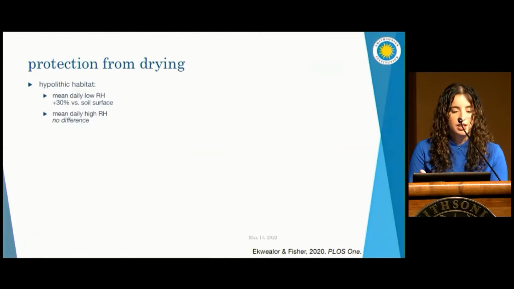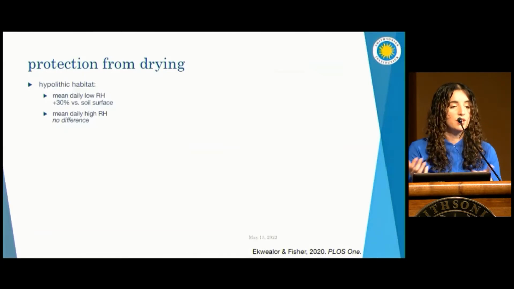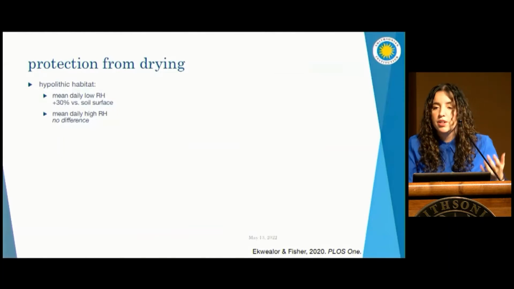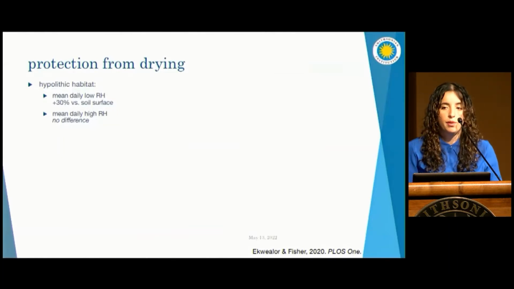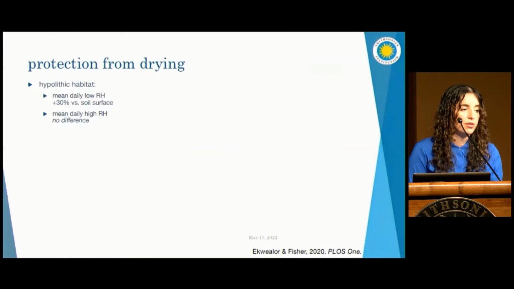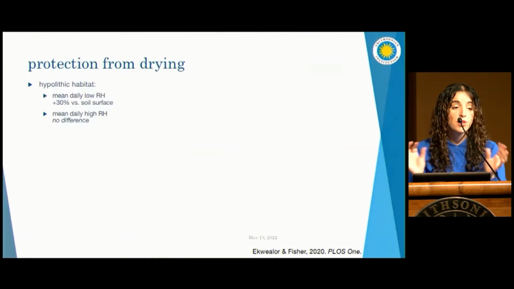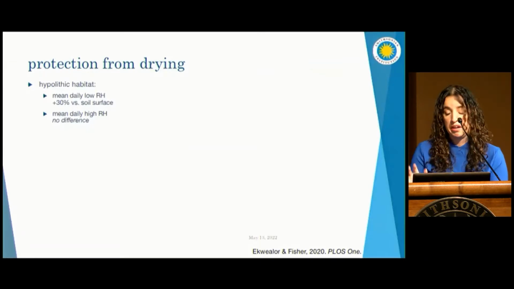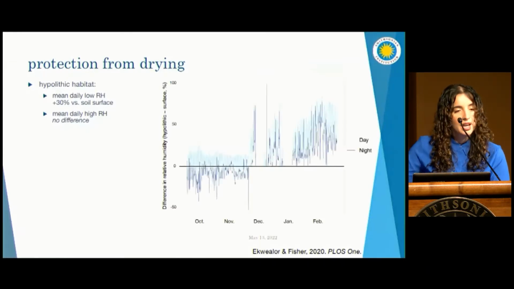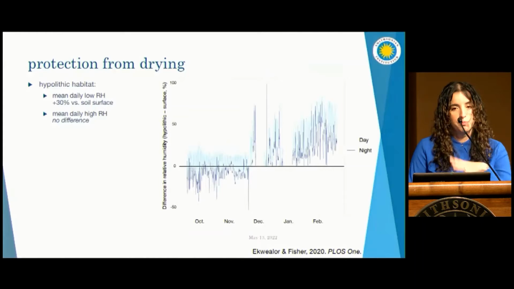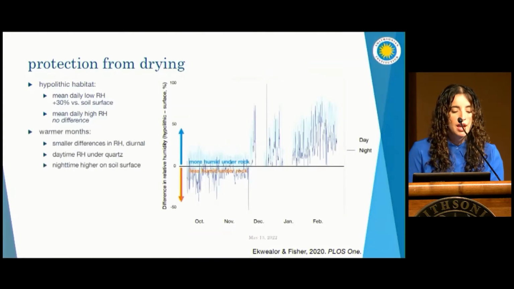And again, we can look at the means. The mean daily low relative humidity is 30% more humid under the rock than it is on the soil surface. So we're getting our protection from that low drying point. There's no difference in the mean daily high, though. And again, we can look at the data over time.